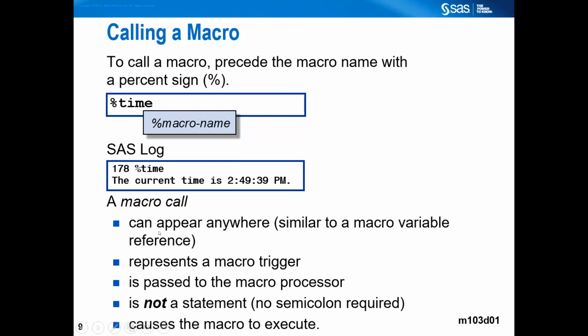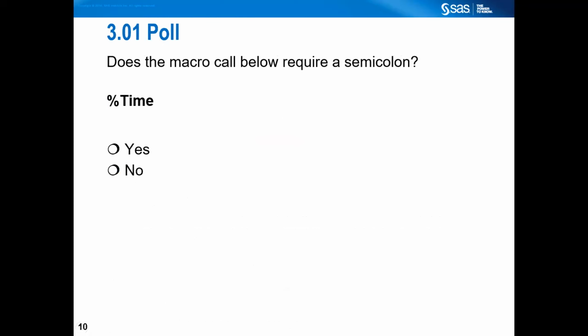So a macro call can appear anywhere, similar to a macro variable reference. It represents a macro trigger, because it starts with a percent sign followed by a name token. It's processed by the macro processor because it's a macro keyword. It is not a statement, so no semicolon is required. It causes the macro to execute, that means the underlying program will execute. All right. So does the macro call below require a semicolon?